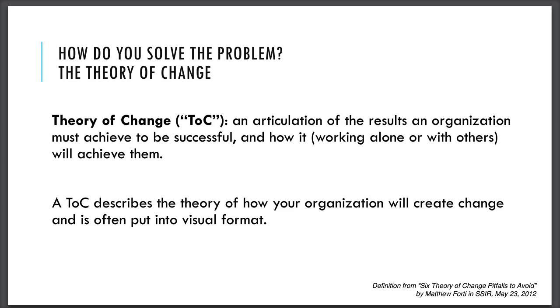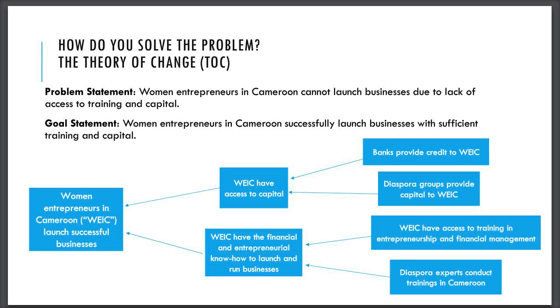To look at a visual theory of change, we again start with the problem. At first, in this fairly complicated slide, you'll see the problem statement, and that's what I want to focus on first. The problem statement that we're going to use is from one of the example problems that we put on the screen before, and that is women entrepreneurs in Cameroon cannot launch businesses due to a lack of access to training and capital. The theory of change usually starts with the goal.